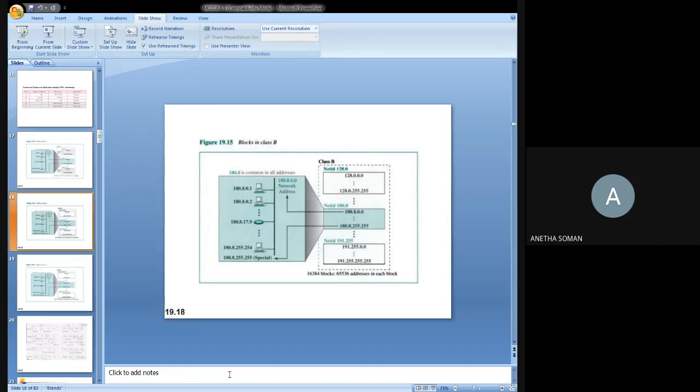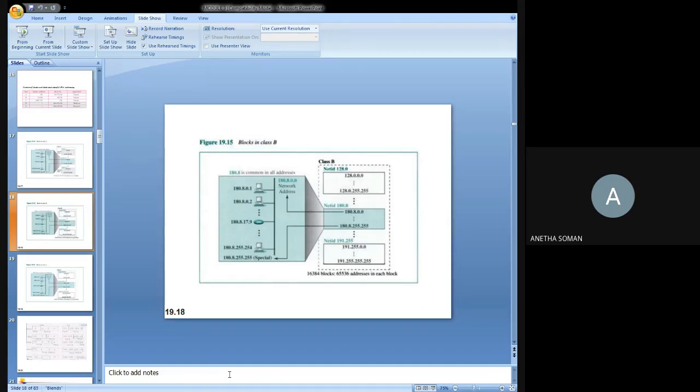So class B varies from 128 to 191. The first 2 bytes are meant for the net ID, and the remaining 2 bytes are for the host ID. The meaning is, the net ID remains the same within each block. So the first block will have 128.0, the second block will have 129.0, and within a block it remains the same. The host ID can vary from 0 to 255.